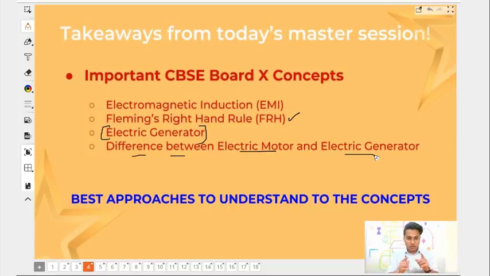So by the way, all these topics here are actually 2 to 3 marks, 5 marks questions also in CBSE 10. For example, electromagnetic induction comes for 2 marks, and with diagram it comes for 3 marks. Fleming's right hand rule also comes for 2 marks. Electric generator with construction, working principle, and all those comes for 5 marks. Difference between again comes for 2 to 3 marks.